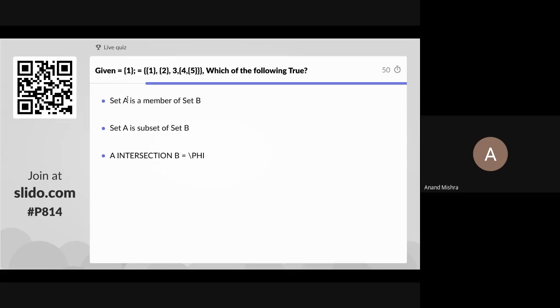Oh, there is some issue here. I don't know why it's coming like this. The first set is A and the second set is B. Okay, so first set is A equal to {1} and the second set is B equal to this much, {1, 2, 3, 4, 5}. Which of the following is true?